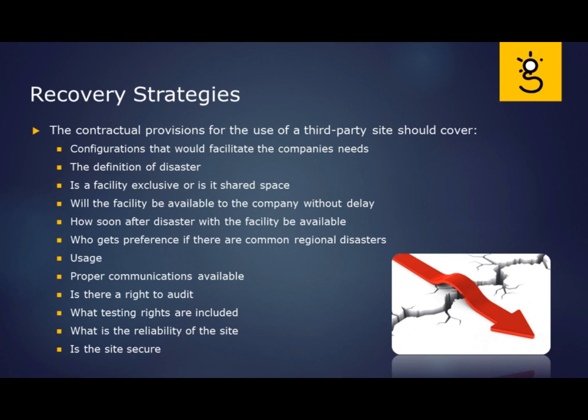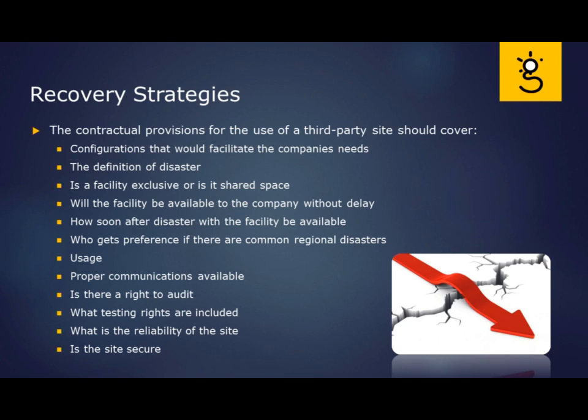Now, your strategies for recovery should have a look at the contractual provisions for the use of a third-party site. Number 1, configurations: would they facilitate what the company's needs are as far as the way it's set up, racks, plug-ins, power. That's sort of part of the configurations. We need to know the definition of a disaster. Is it an exclusive facility, or do we have to share it with others? Which could be really bad if it's a big emergency, a big disaster. Suddenly everybody might be moving in.